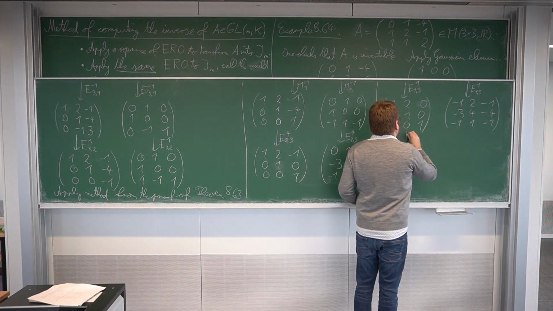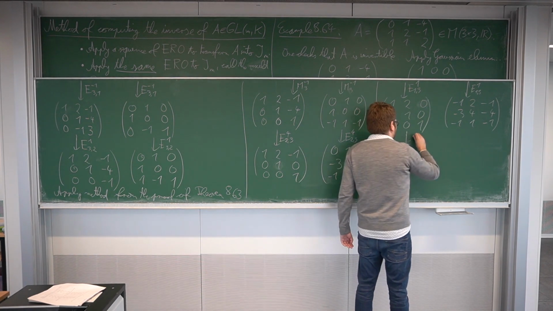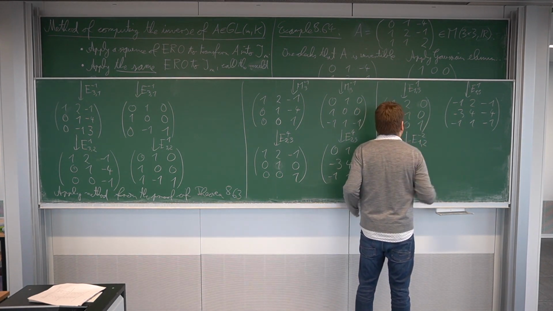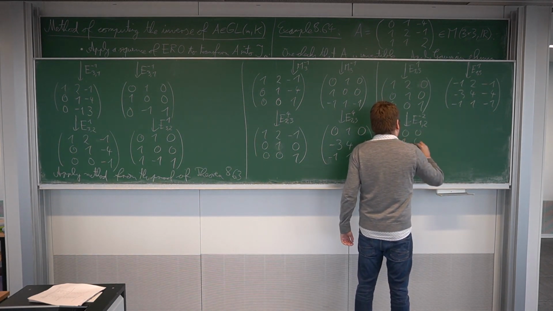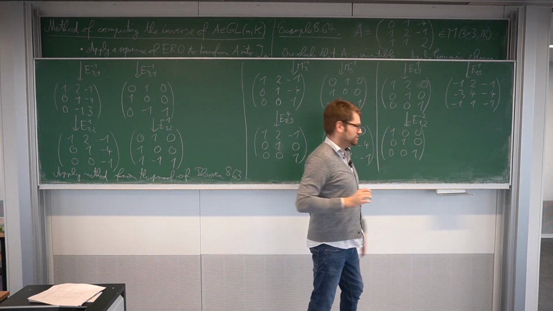Sorry. So what we need to do is take this by minus 2 and add it to this row. So E minus 2 and then 1, 2. So then we get 1, 0, 0, 0, 1, 0, 0, 0, 1, which is the identity. Hooray, this is where we wanted to go.